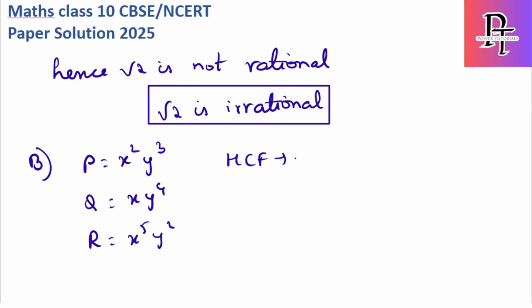For HCF, we have to check whatever is common in all three. If you notice, for all three, the common for x is only x, whereas for y the least power is y square, so HCF is x y square. What about LCM? For LCM there is no need to think about common. We check the highest powers and simply multiply them. For x, the highest power is 5. For y, 4 is the highest power. So LCM is x power 5 y power 4.